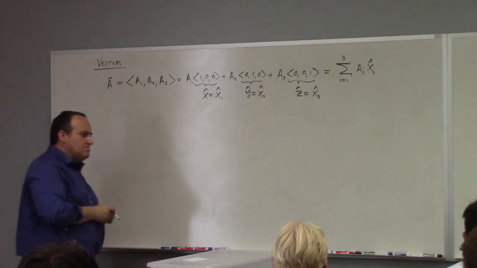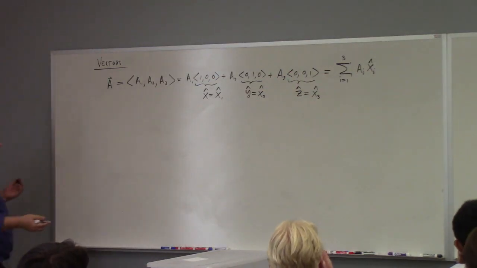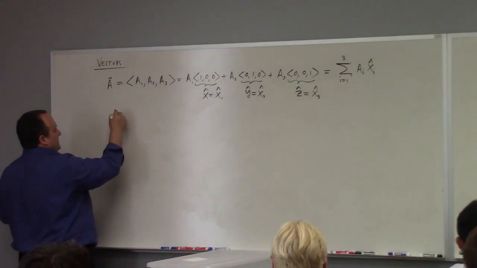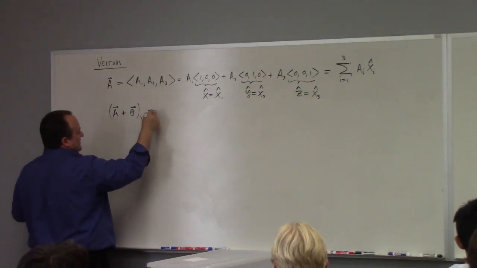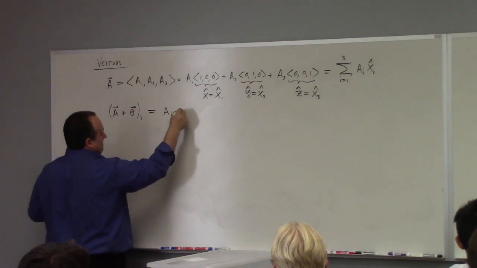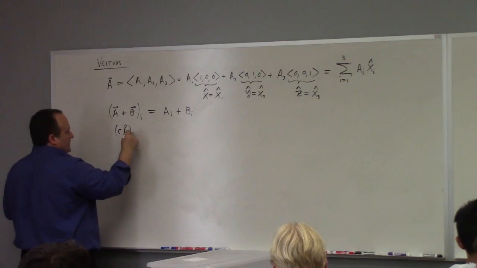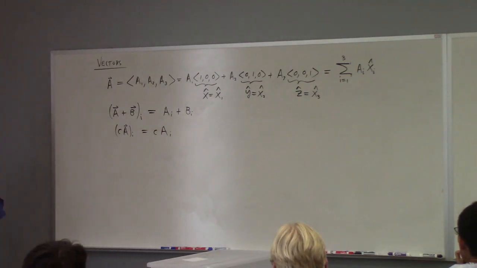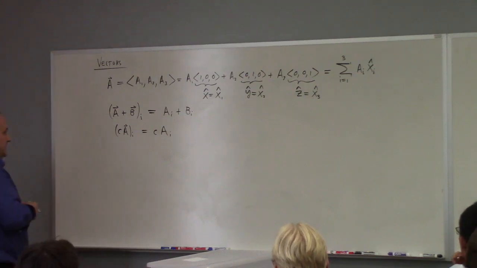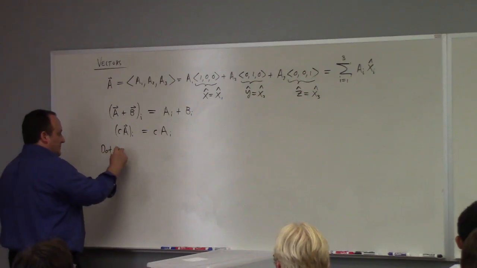Now, of course you can talk about addition of vectors. I won't belabor this, but here was the definition of vector addition, like this. The definition of scalar multiplication is like this. So there we go. That's how we add vectors, and that's how we scalar multiply. But we should introduce the dot and the cross products.